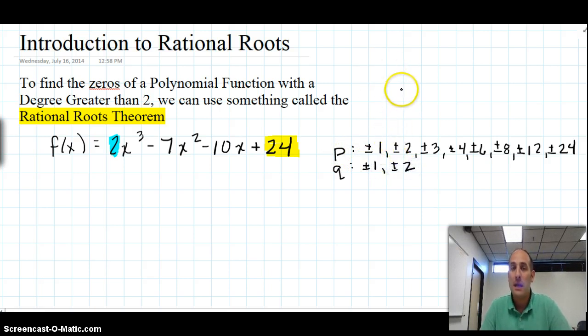Okay? Now, let me say this. Everything that I've listed there for P, those are possible rational zeros. Those are all the whole number ones. We're also going to take each one of those numbers, 1, 2, 3, 4, 6, 8, 12, and 24, and divide them by 1. But when you divide by 1, it doesn't really change things, and since it doesn't change things, we pretty much ignore that.